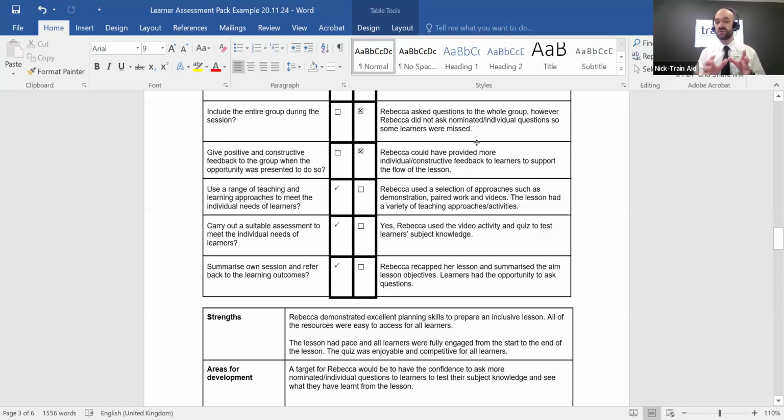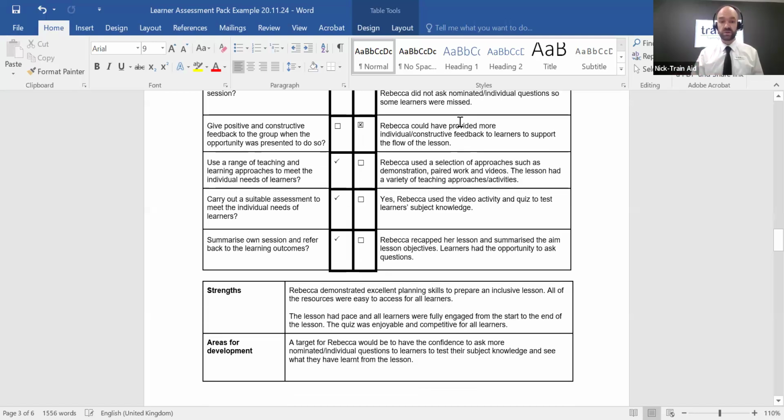Rebecca asked questions to the whole group. However, Rebecca did not challenge. She did not ask individual or nominated questions. So some learners were missed. So I put no for that. Okay, so that's obviously a learning point for Rebecca to take forward to her future teaching practice. I personally would have liked to see more nominated questions. Okay, and that's just a learning point for Rebecca to take forward.